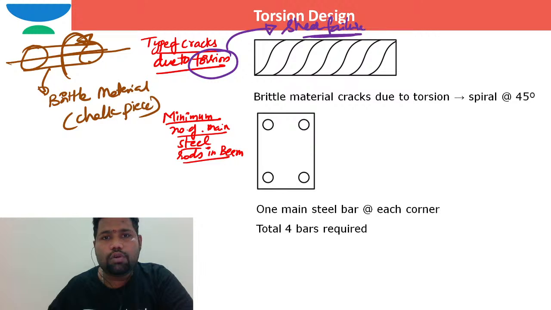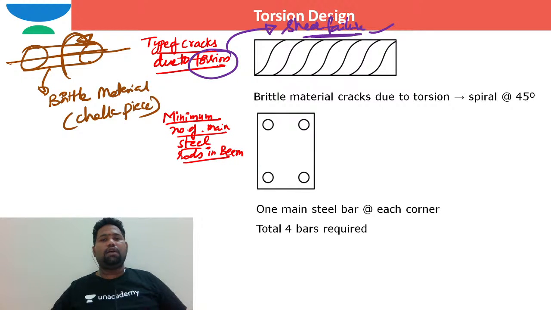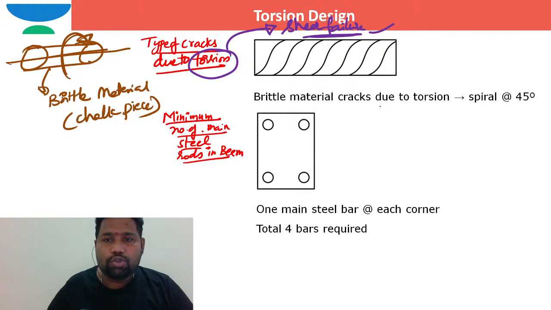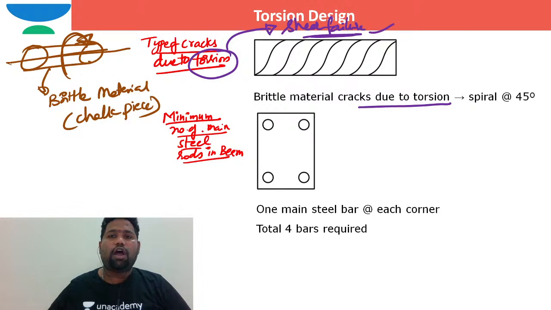So shear failure, and here it is because of torsion. Brittle material cracks due to torsion, and I hope you are able to see the cracks are completely in a spiral way.